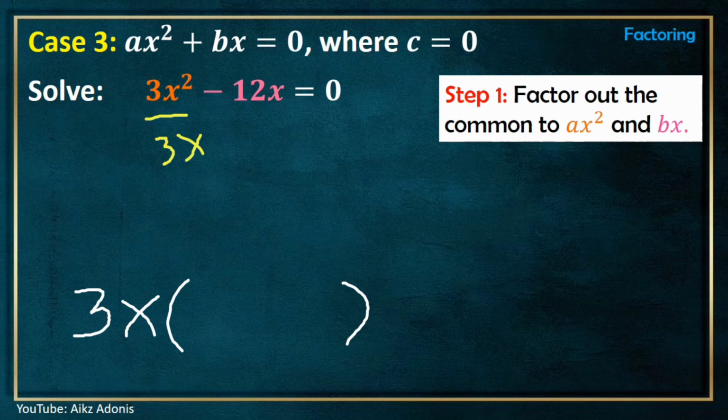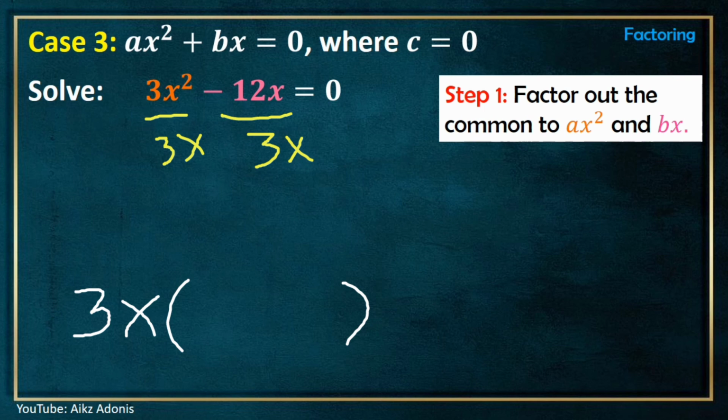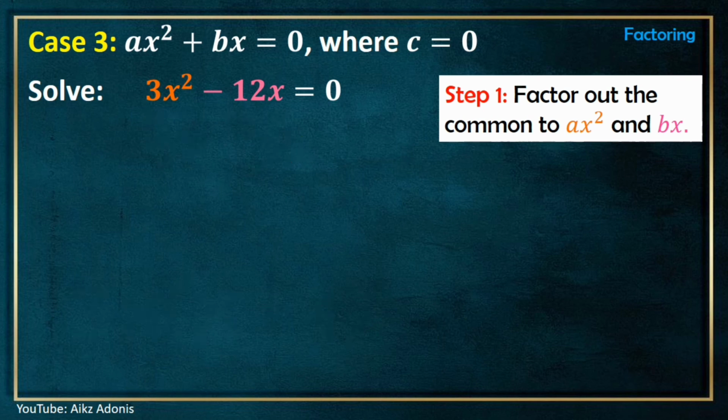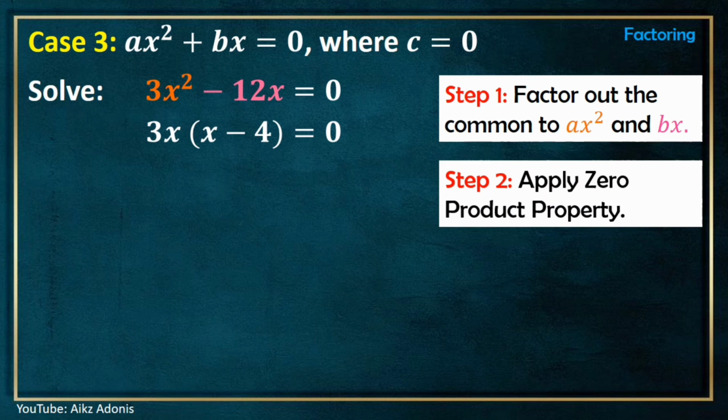And i-divide din yung negative 12x sa 3x. So, negative 12x divided by 3x is negative 4. So, ngayon, ang nasa loob ng bracket ay x minus 4. So, the factors of 3x squared minus 12x is 3x times the quantity x minus 4. Step 2, apply zero product property. So, we have now 3x equals 0 and x minus 4 equals 0.